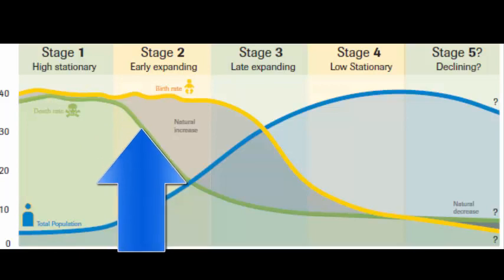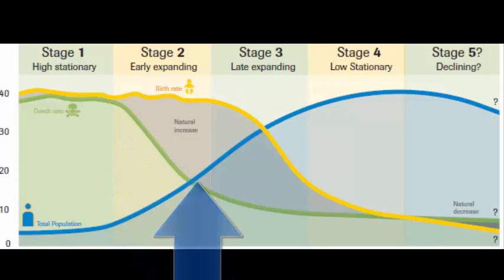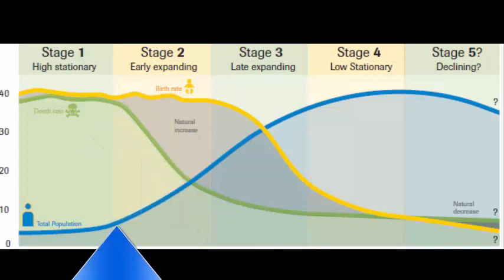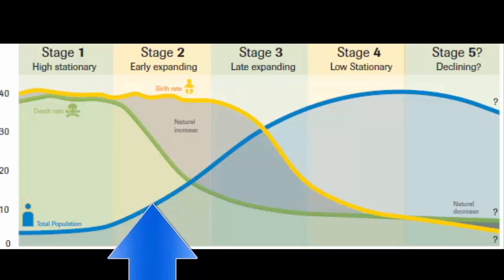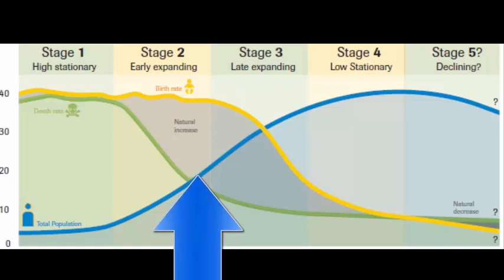Stage 2 introduces modern medicine. Death rates drop significantly while birth rates remain high, resulting in an exponentially growing overall population. Many underdeveloped countries around the world today are in Stage 2. In fact, according to the CIA World Factbook, the top 9 countries in the world in regards to total population growth are all on the continent of Africa.